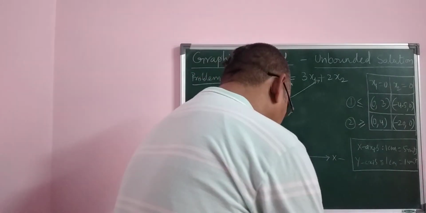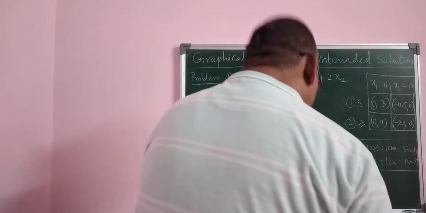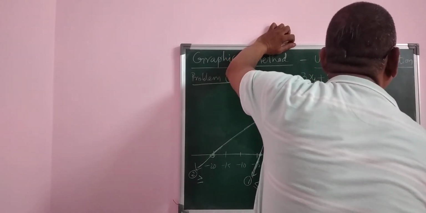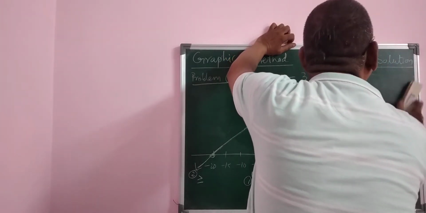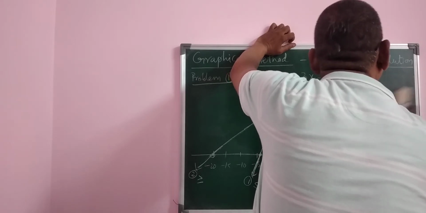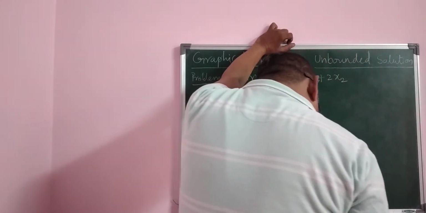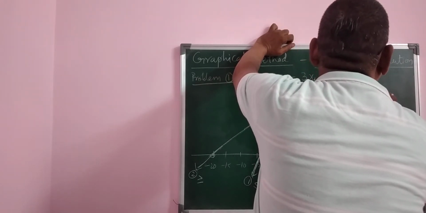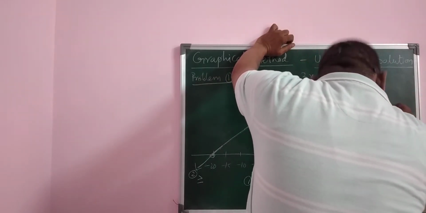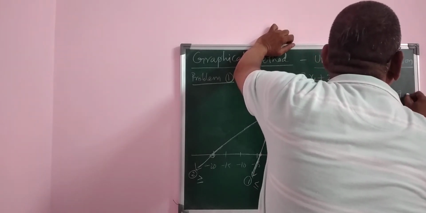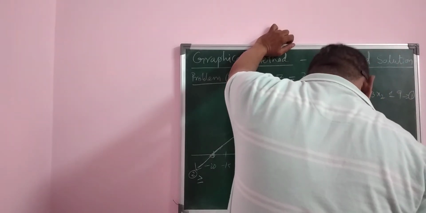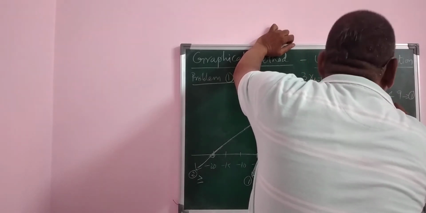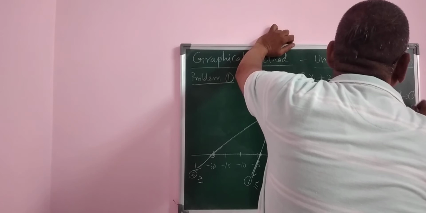First of all, I write the equation so that we can understand. Now I am removing this. I want to explain how to get the region: less than or equal to means towards which region, and greater than or equal to means towards which region. Minus 2x1 plus 3x2 is less than or equal to 9, that is equation 1, and x1 minus 5x2 is greater than or equal to minus 20, that is equation 2.